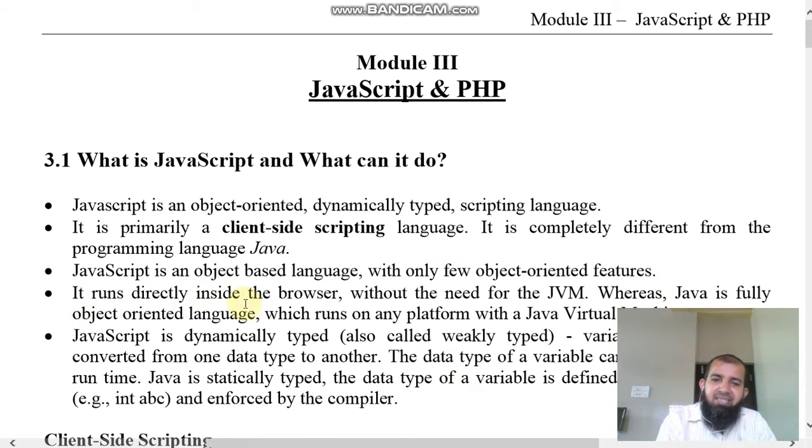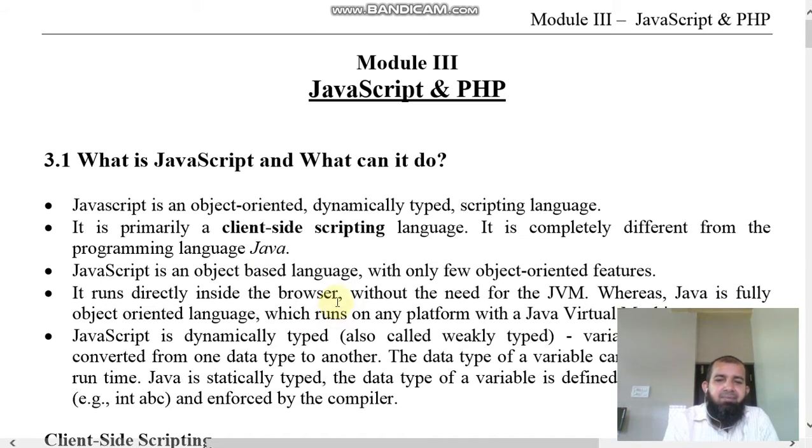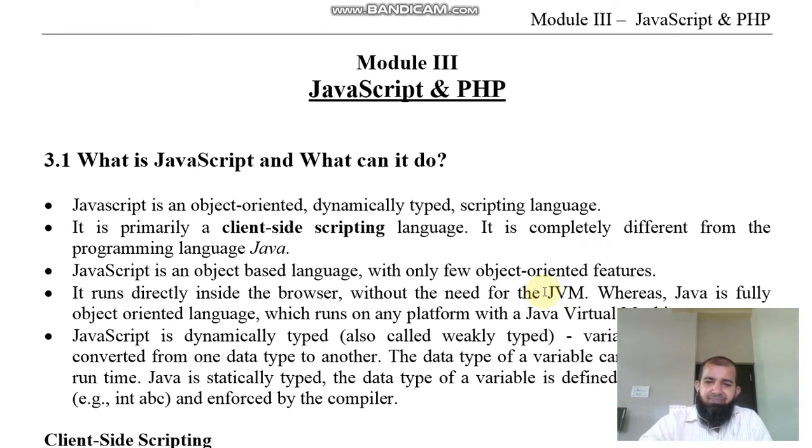It runs directly inside the browser. Where you execute this JavaScript, it is in the browser. It may be Internet Explorer, Mozilla Firefox, Google Chrome, or Opera. Anywhere you can run your scripting language without the need for the JVM, the Java Virtual Machine. The JVM is not necessary to execute JavaScript; it is required in Java programs, not in JavaScript.